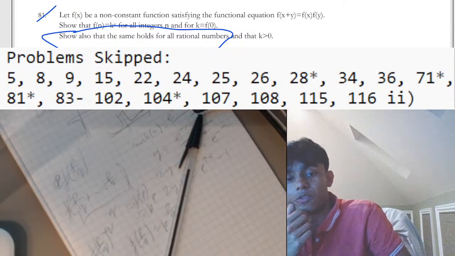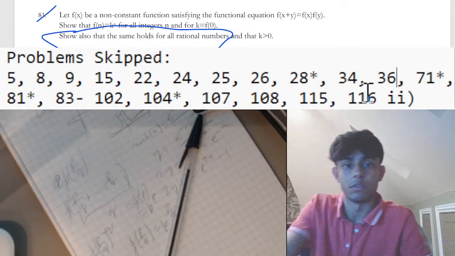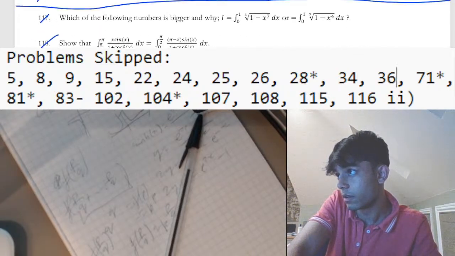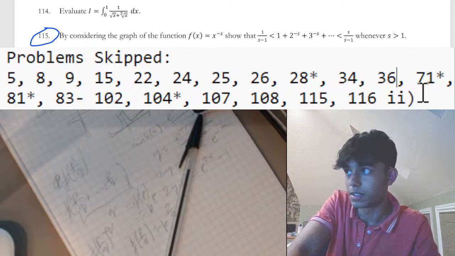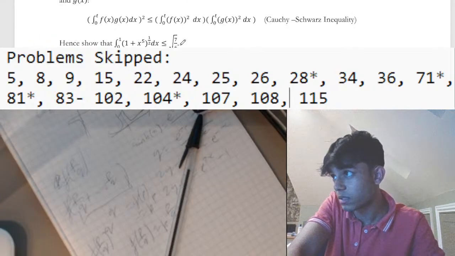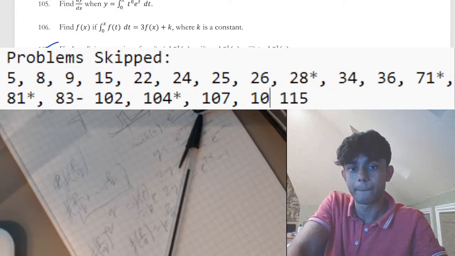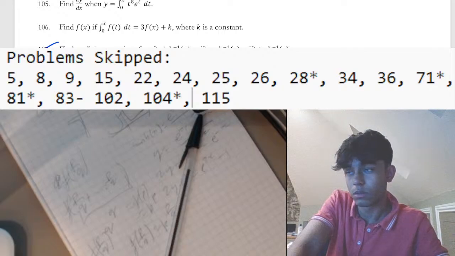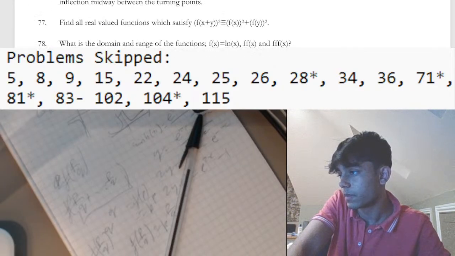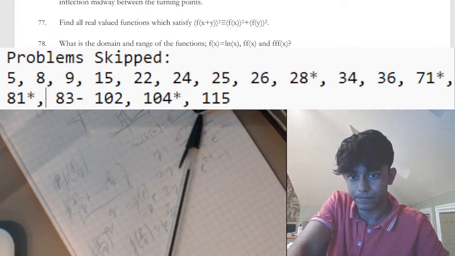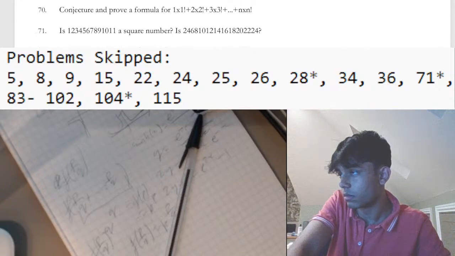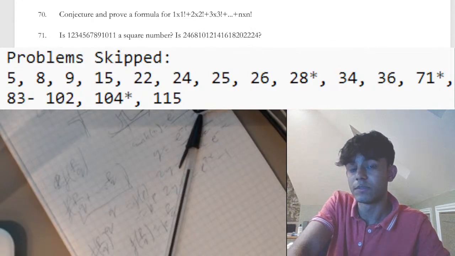Okay, I'm just going to remove stuff from the list. So we did, what do we do? We did 116, we're going to do 115. We did 108, probably. Yeah. We did 107. We did 81. 71.